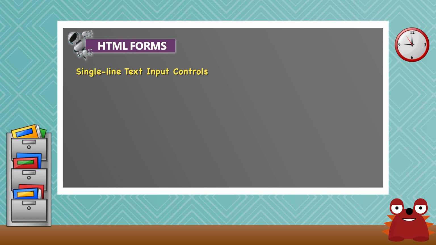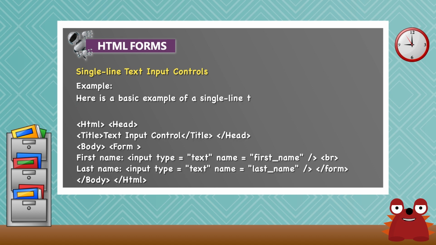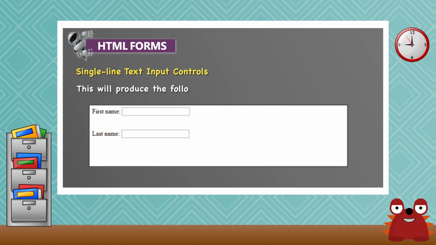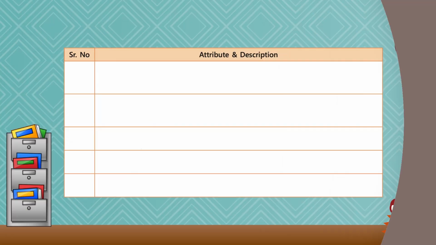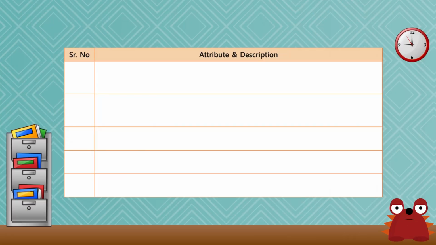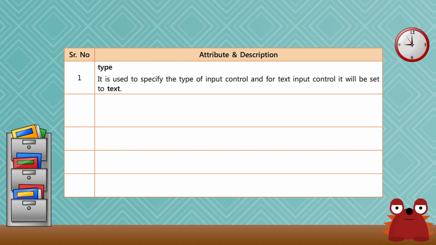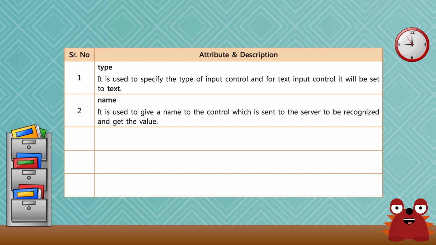Let's look at each one in detail. Starting with single line text input controls. Here is a basic example of a single line text input used to take first name and last name. This will produce the following result. Following is the list of attributes for the input tag for creating a text field. Type is used to specify the type of input control, and for text input control, it will be set to text. Name is used to give a name to the control which is sent to the server to be recognized and get the value.